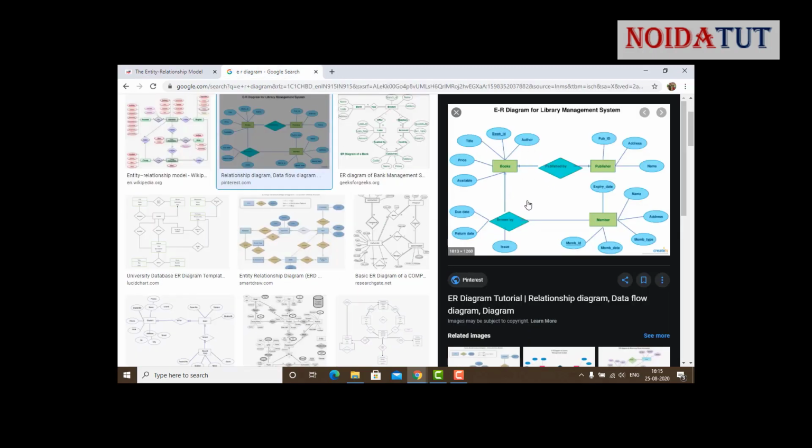Now you can see that this is the ER diagram which I was showing, with the diamond box which specifies the relationship. It shows the relationship between the publisher and the books. And these are the attributes: author, book ID, title, price, availability. Now the publisher has publisher ID, address and name.